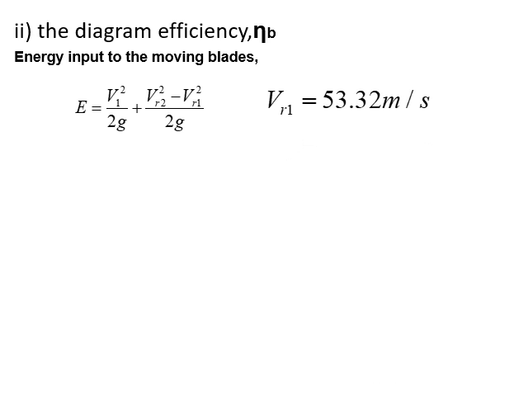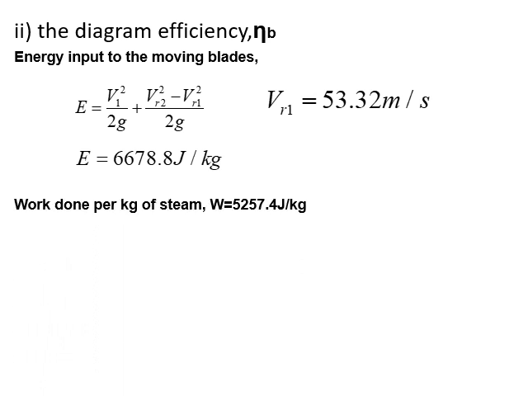So now by using this relation, we can find the value of VR1 is equal to 53.32 meter per second. And by substituting these values in the energy equation, we can find the energy input to the moving blade is equal to 6678.8 joules per kg. So what is the work done per kg of steam?